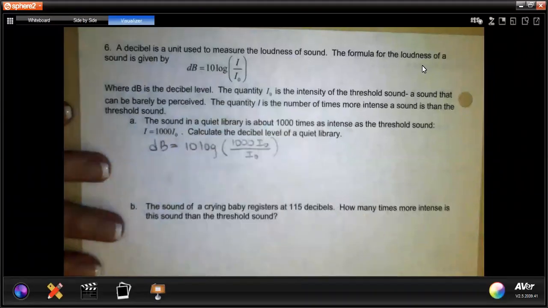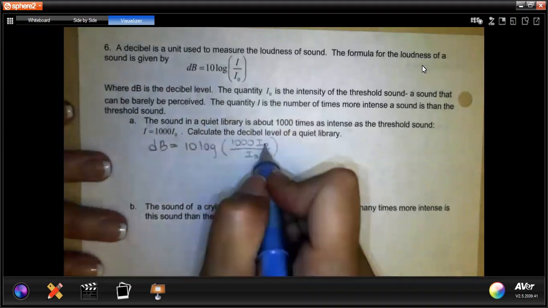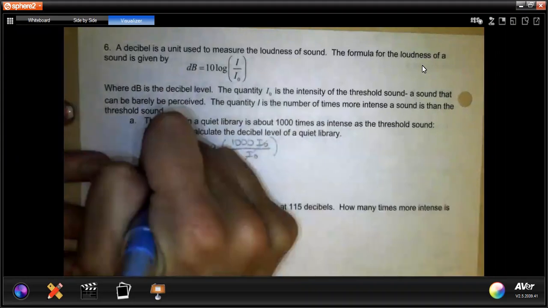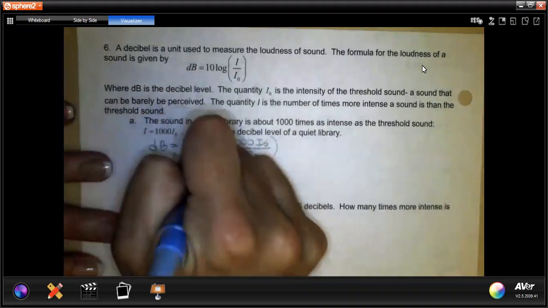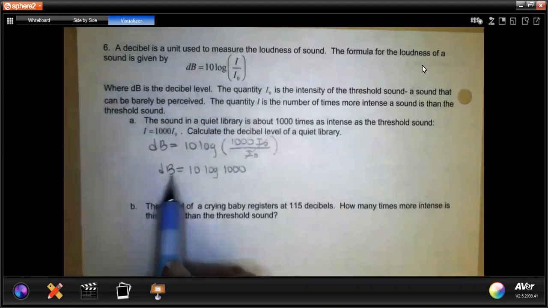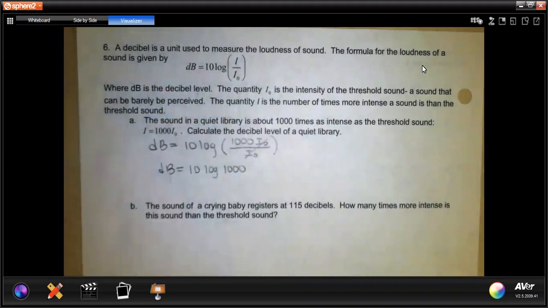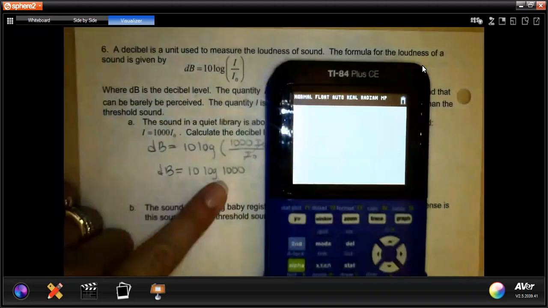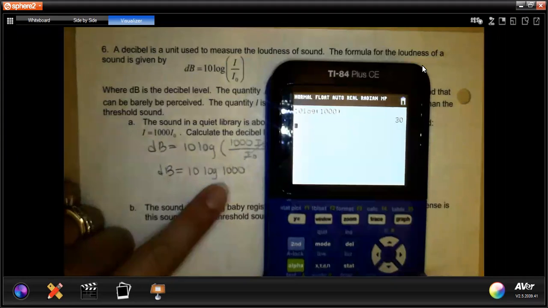Here is our equation. This is the easiest kind of equation they give you because I naught over I naught cancels, and so we get dB is equal to 10 times the log of 1,000. Well, everything's on the right-hand side, so the unknown is on this side, so all you have to do is plug it into the calculator. Since that's the common log, I could go ahead and use the log button, so I do 10 times the log of 1,000. And so that would be 30 decibels.